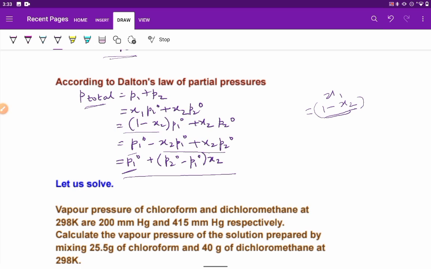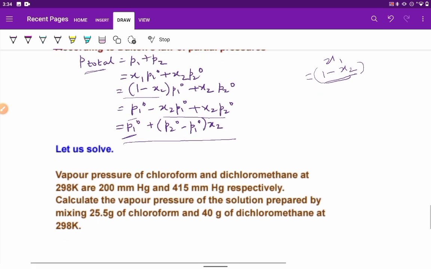And finally, depending on the vapor pressures of the pure components 1 and 2, total vapor pressure over the solution either decreases or increases with the increase of the mole fraction of either component, that is 1 or 2. So I hope you all could understand till here.